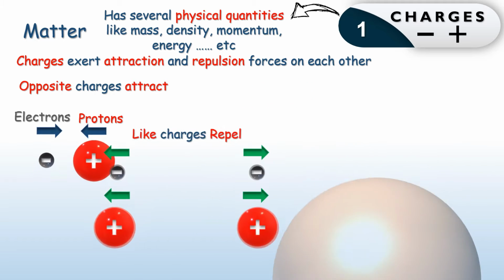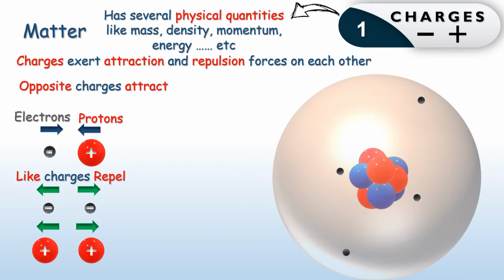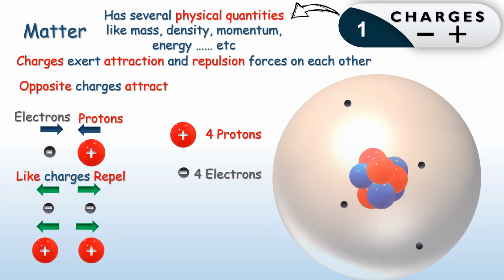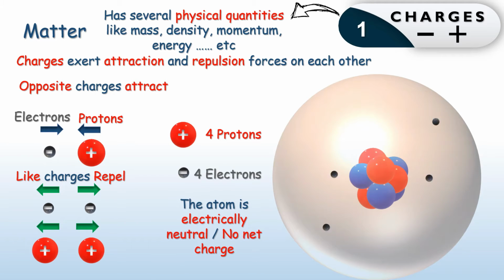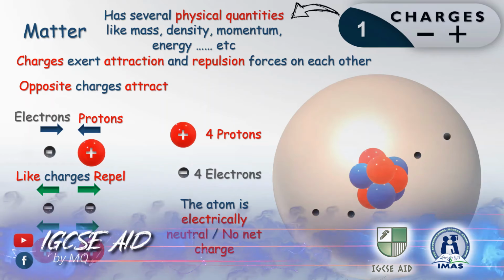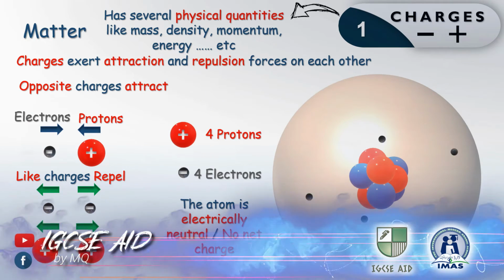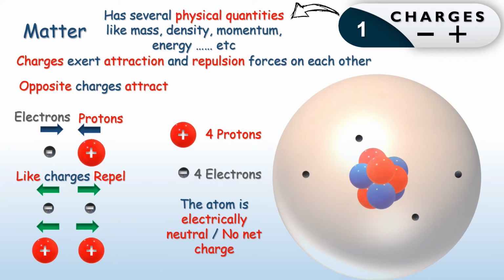Alright, now let's look at how those charges act in an atom. Well, you have an equal number of protons and electrons in an atom. So you have 4 protons and 4 electrons in this example. Therefore, we can say the atom is electrically neutral, which means there is no net charge. Every proton attracts one electron and the other way around, so they kind of balance each other, and there is no net charge of the atom.